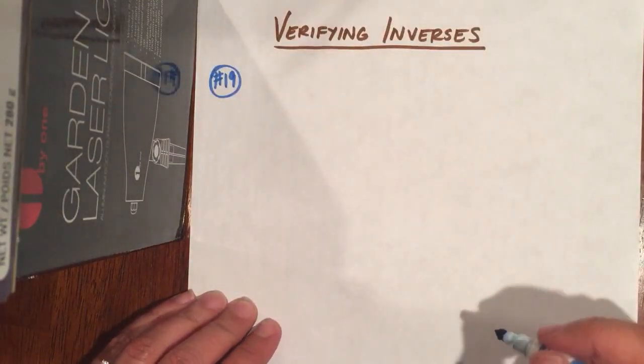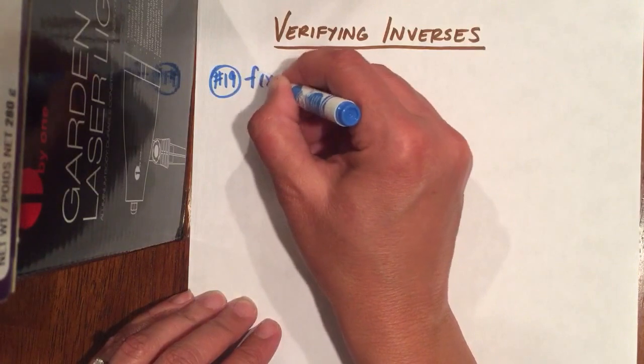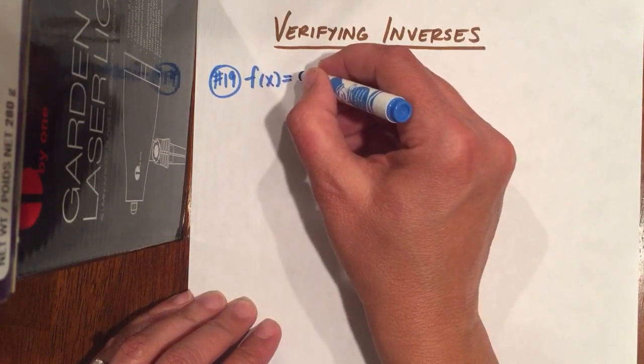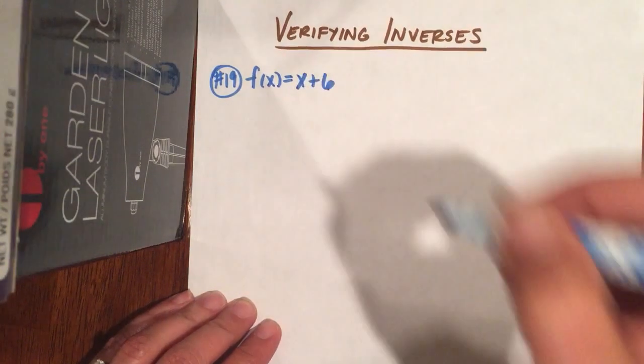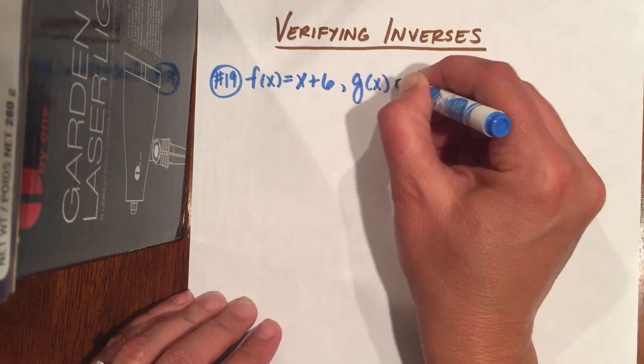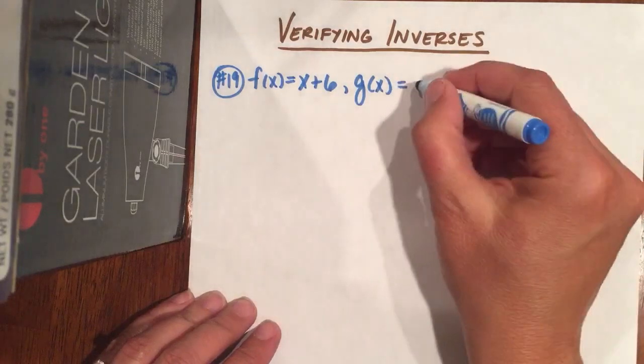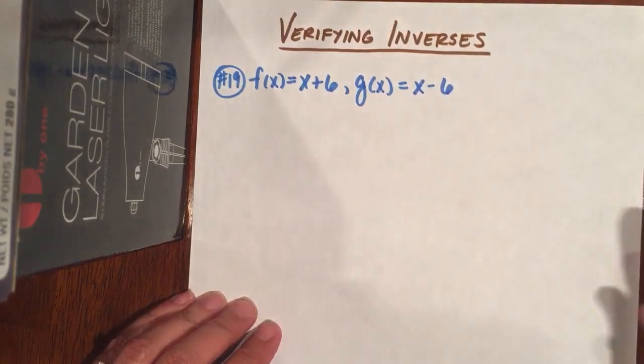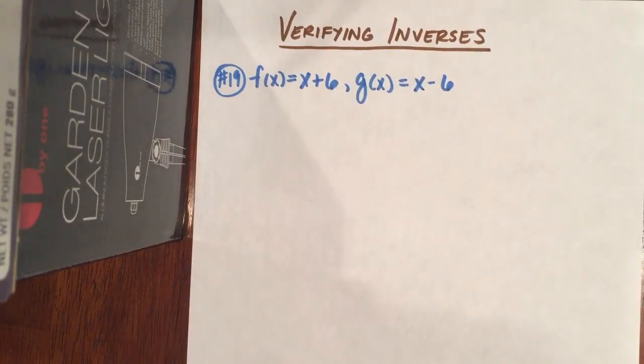Number 19 says that f of x equals x plus 6, and that g of x equals x minus 6. So my question is, are these two functions inverses of each other? Well, how do we find that out?